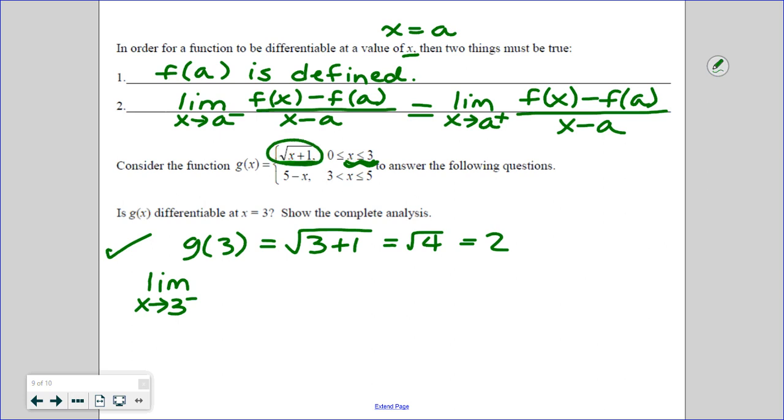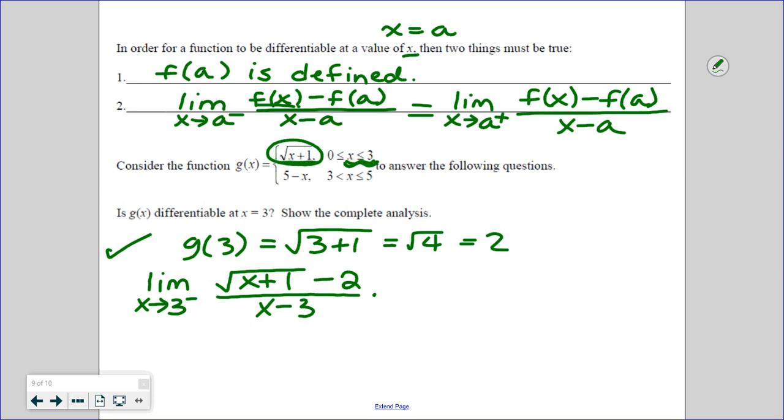So we're going to use this part of the piecewise function, and we're going to use our definition of the derivative. So this would become the square root of x plus 1, because that's f of x, minus, well, g of x in this case, minus f of a, which in this case would be g of a. So we're just going to plug 3 into the square root of x plus 1, and we know that's going to equal 2, and that's going to be all over x minus 3. Now, to evaluate this limit, if we try direct substitution, we get 0 over 0.